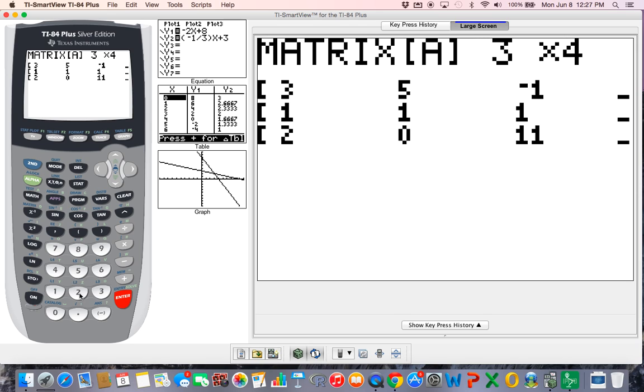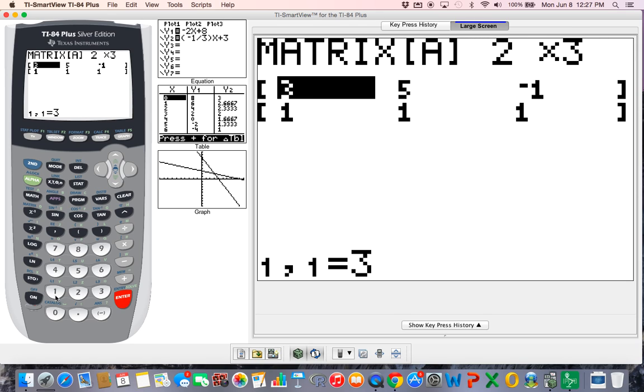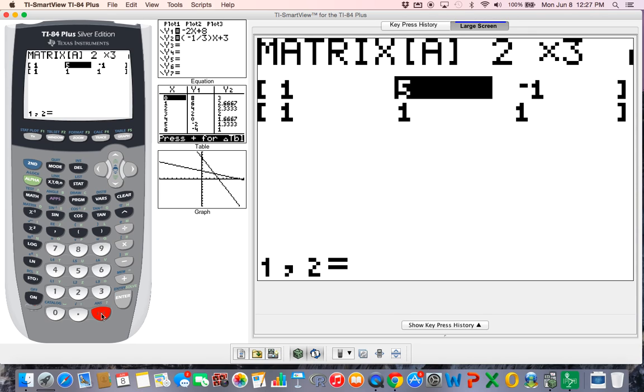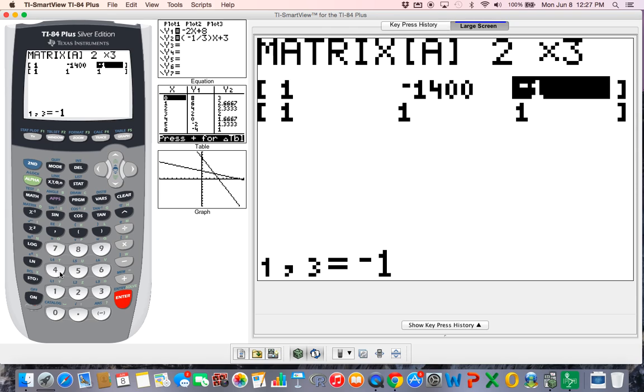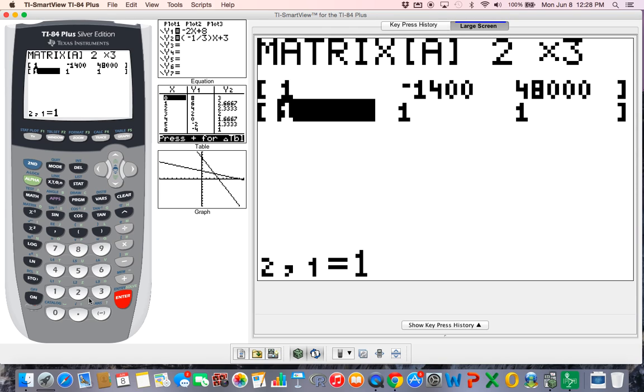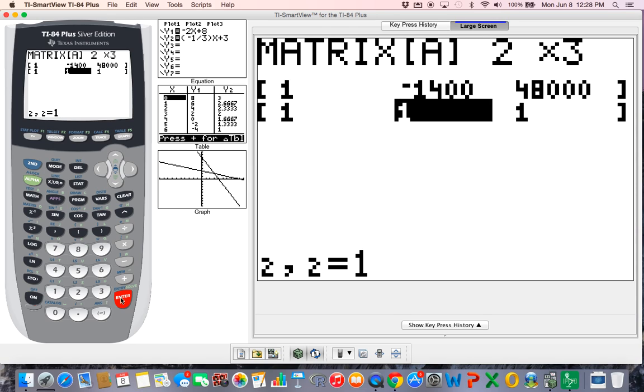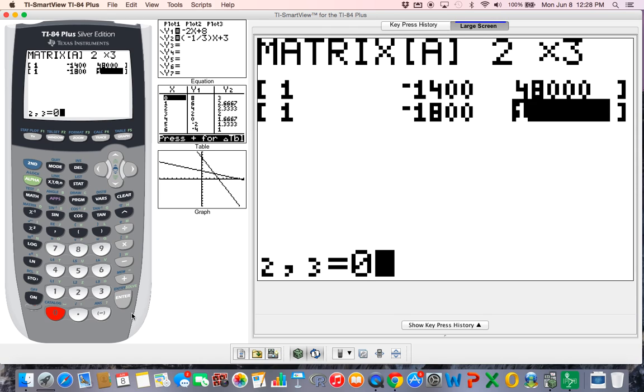I want to set this up as a 2 by 3. So I have 1, minus 1400, 48,000, 1, negative 1800, 0. Now take a deep breath, look back, make sure everything is set like it should.